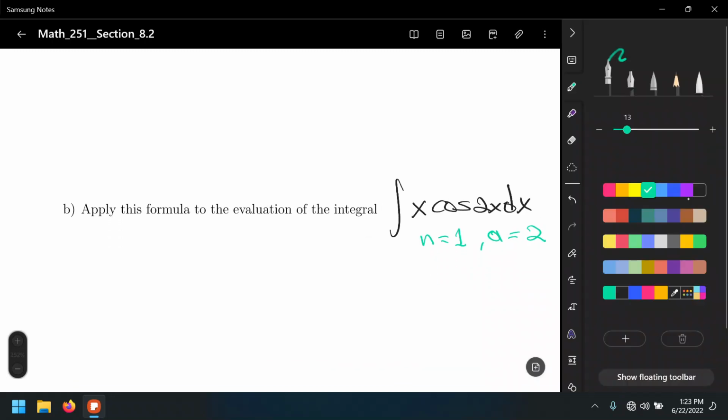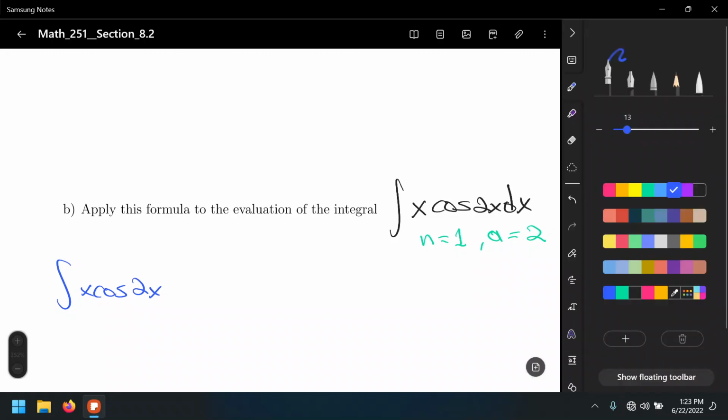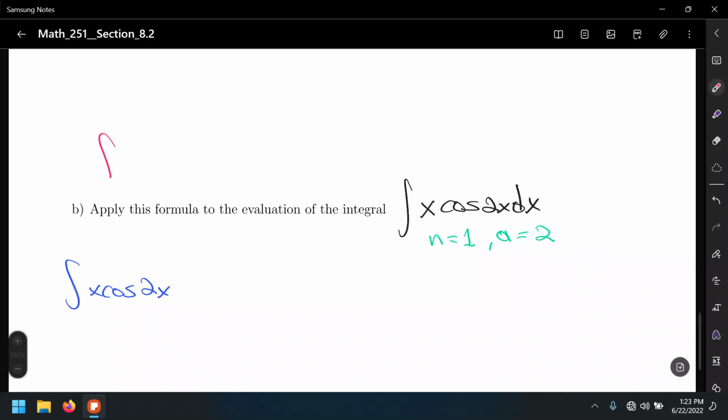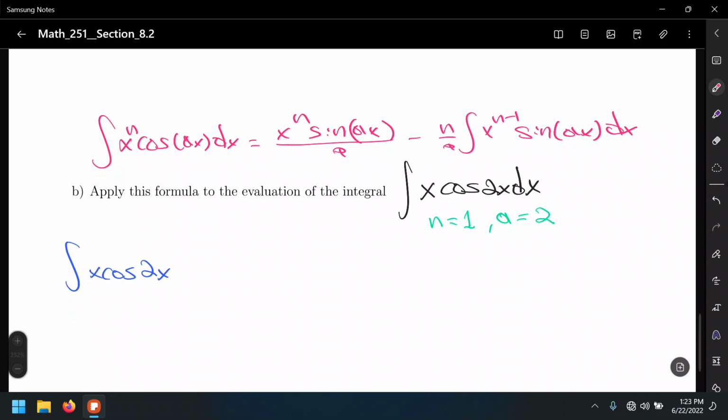So the integral of x cosine 2x, let me write down the formula again, the formula that we just derived: integral of x to the n cosine ax dx equals x to the n sine ax over a minus n over a integral x to the n minus 1 sine ax dx. So we're going to apply this formula to this given problem.